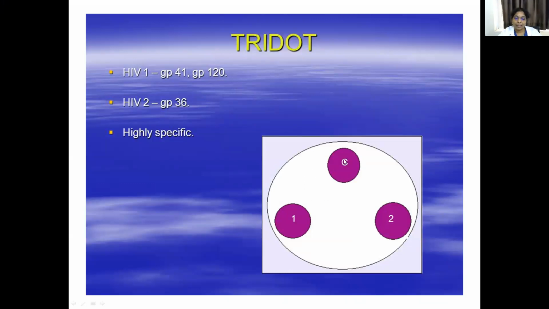So this is the tri-dot test. Against which antigens are you detecting the antibodies? For HIV-1, you are detecting antibodies against 2 antigens, that is GP41 and GP120. And in the HIV-2 region, you are detecting antibodies against GP36. This tri-dot test is a highly specific test.